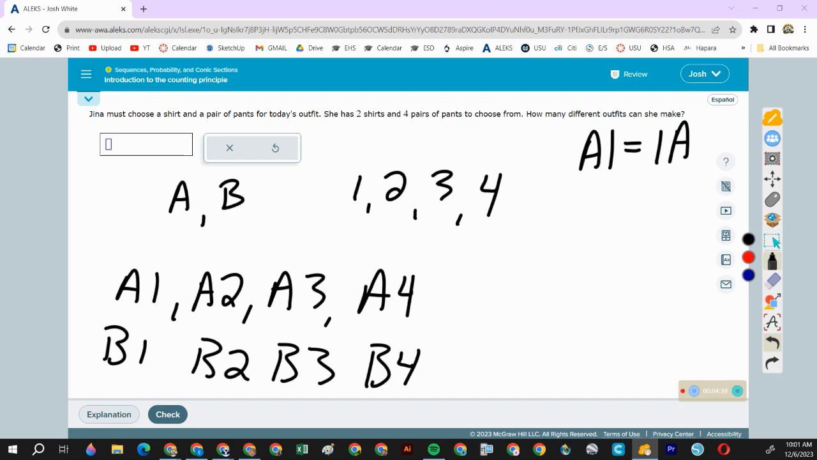Also, like license plates. If my license plate said A1 and your license plate said 1A, are those the same? Are those counted as the same license plates? No, because order does matter. So when we say order does matter, this is what we're talking about. And both of those are going to show up in this chapter, this module. Okay? So the question asks, how many outfits are there? I simply count them. 1, 2, 3, 4, 5, 6, 7, 8. Okay?